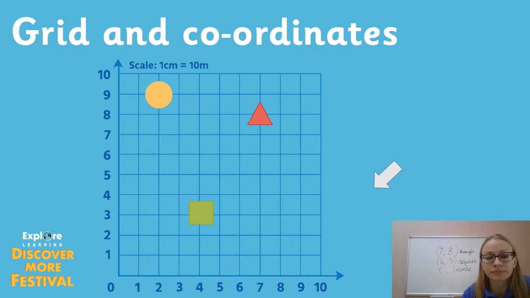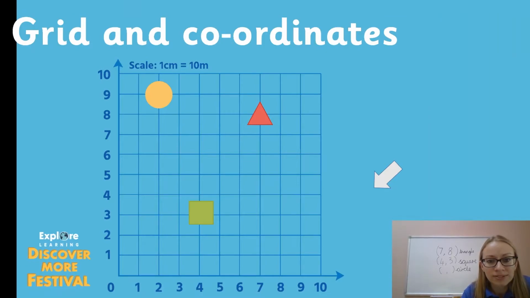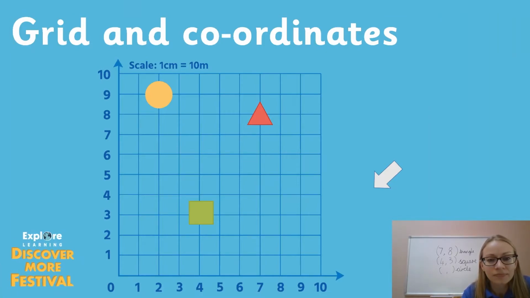Circle. Let's do it together. Okay, so we're going to go along here. So we're going to count 1, 2. Go. We can see the circle is located at that there because it's up.